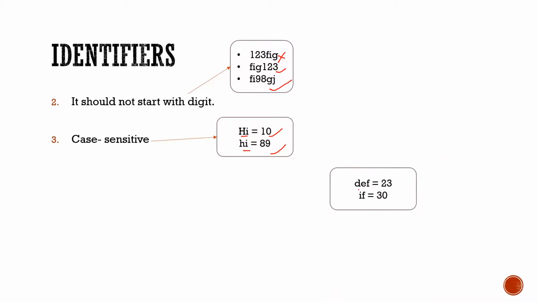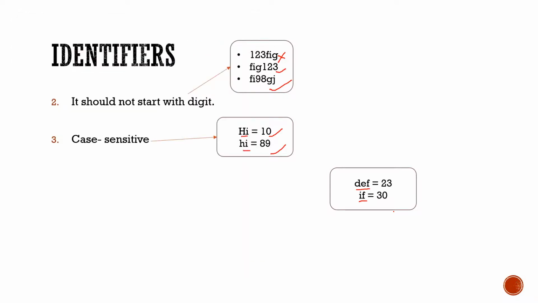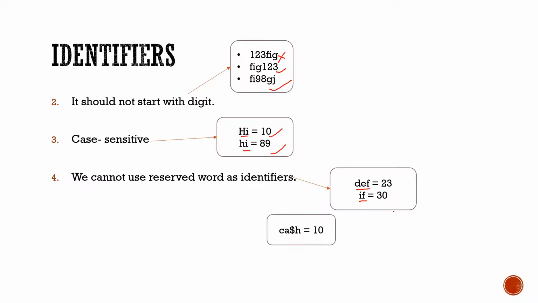Now come to the next rule. I told you about the keyword. So def is a keyword, if is a keyword. Now we will learn whether we can use a keyword as an identifier or not. What do you think? Let's see. If is equal to 9. Syntax error. It is an invalid syntax. Why? Because our next rule is we can't use any keyword as an identifier. Okay. Now the next one: the dollar symbol is not allowed in Python, so it is an invalid identifier.